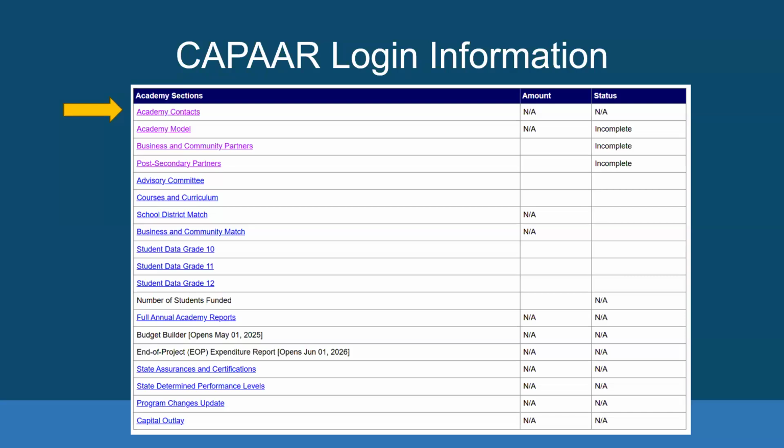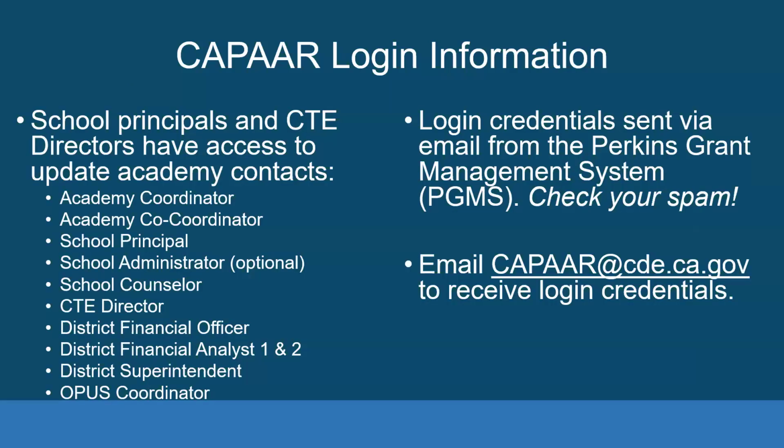And it's really important that your Academy contacts are up to date, especially because a lot of these reports, such as the CAPAAR report or the end of project report, require multiple signatures. And so we want to ensure that you have access to update your own contacts. So this year we just switched it so that you all can update contacts. And I'll walk you through that process in just a moment. So school principals and CTE directors, and I just today requested to our IT specialists that academy coordinators all have access to update their contacts. And so in just a moment, I'll show you what that looks like.